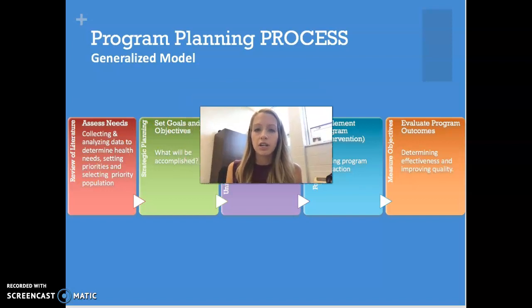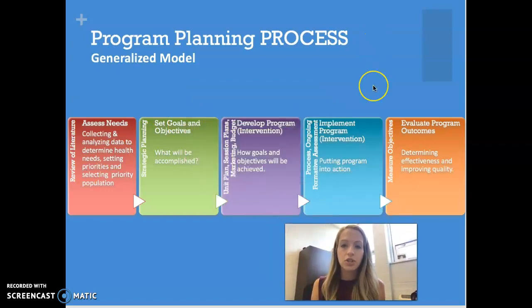So let's move on to that generalized model that I mentioned earlier. This is a planning model, and we're going to go through this process. So this is the generalized planning model. And we start with assessing needs. So this is collecting and analyzing data to determine the health needs, setting priorities, and selecting that priority population. So this may include a review of literature to understand our population and the needs of that population.